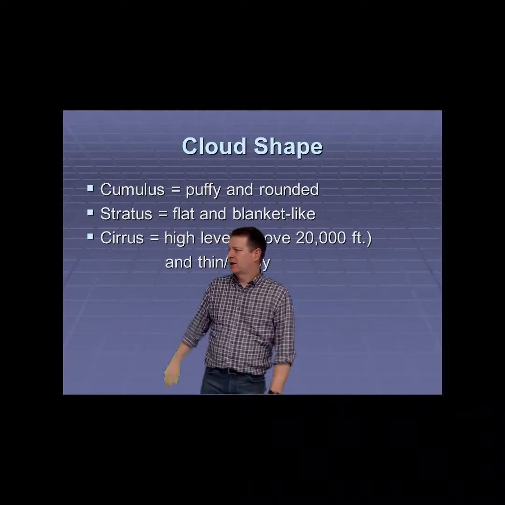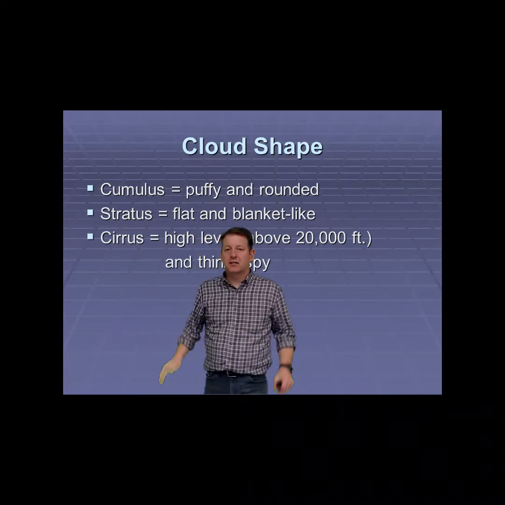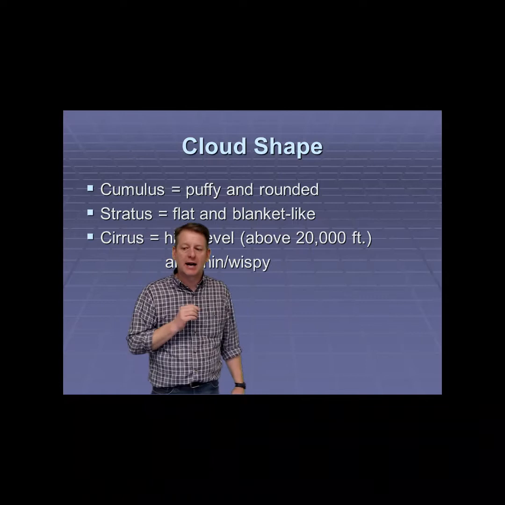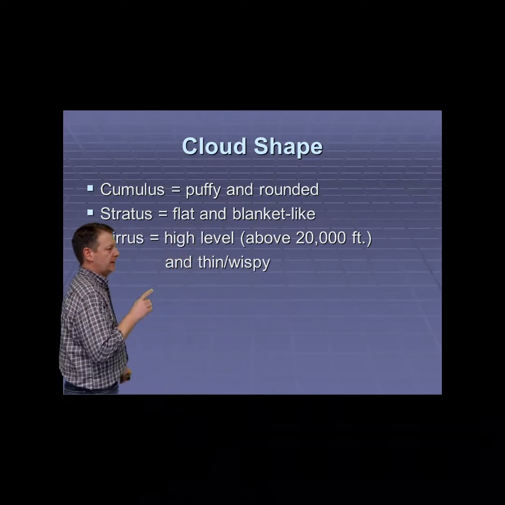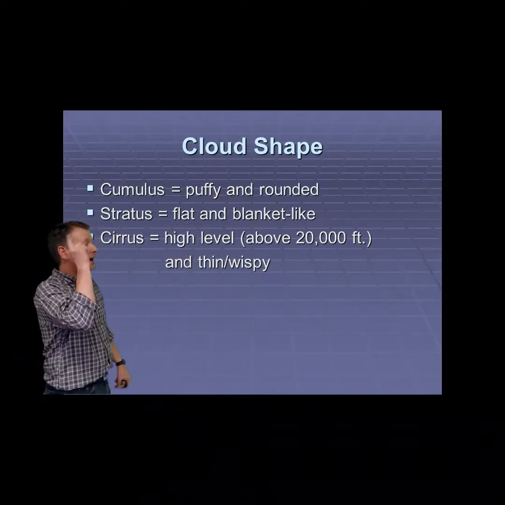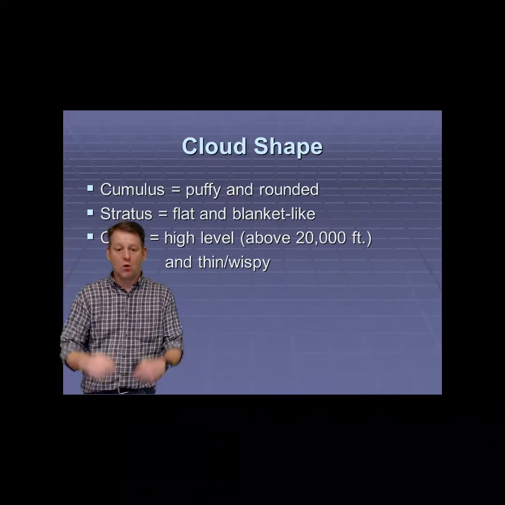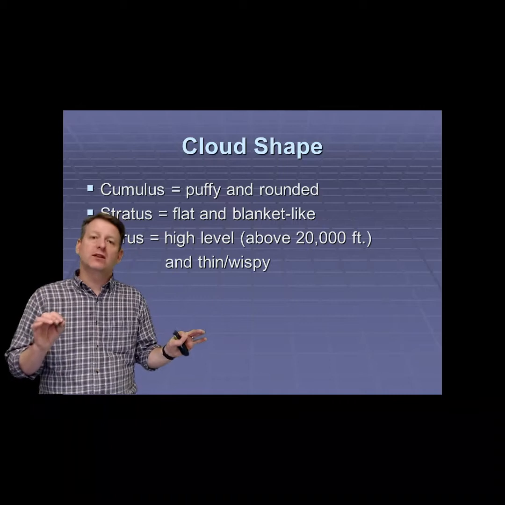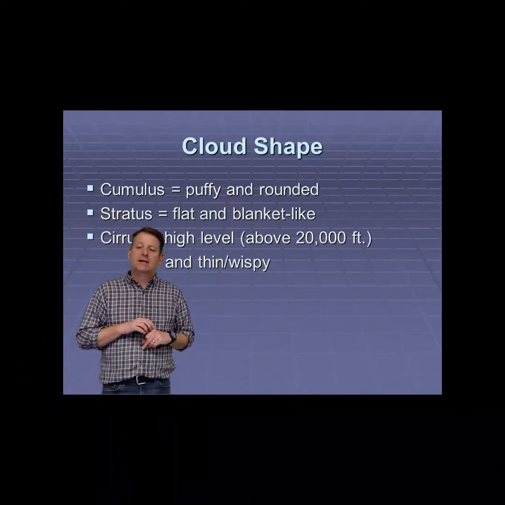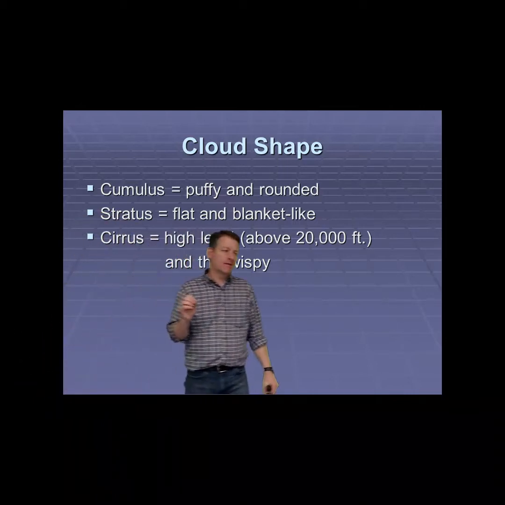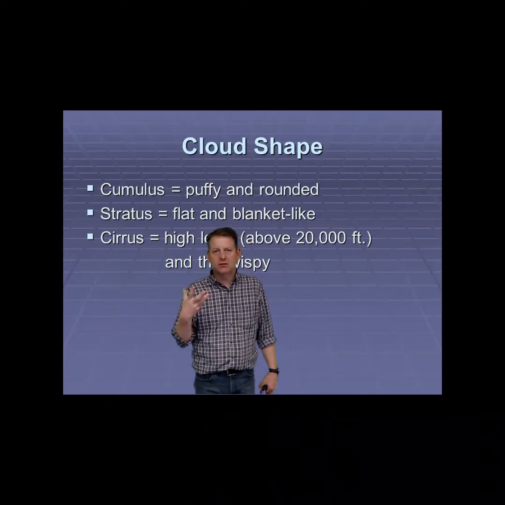And then we have the cirrus cloud. The cirrus cloud is a really high cloud. We're not talking about that kind of high. We're talking about the high cloud that's way up in the sky, 20,000 feet or higher. These are usually really thin and really wispy clouds. They end up being very icy. They have a lot of ice crystals in them.